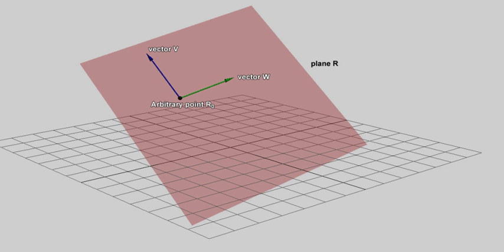Conversely, it is easily shown that if a, b, c and d are constants and a, b, and c are not all zero, then the graph of the equation ax + by + cz + d = 0 is a plane having the vector n = (a, b, c) as a normal. This familiar equation for a plane is called the general form of the equation of the plane.